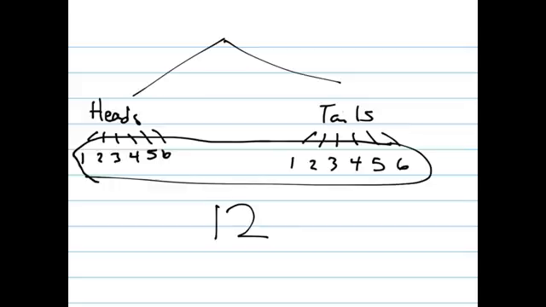Now, once we've determined our outcomes, we can determine the probability of a particular outcome. And so the probability of a particular outcome is a measure of the likelihood or chance that it will occur. And the probability of an outcome is always between 0 and 1. And it can be expressed as a fraction, a decimal, or a percent. So it has to be between 0 and 1.